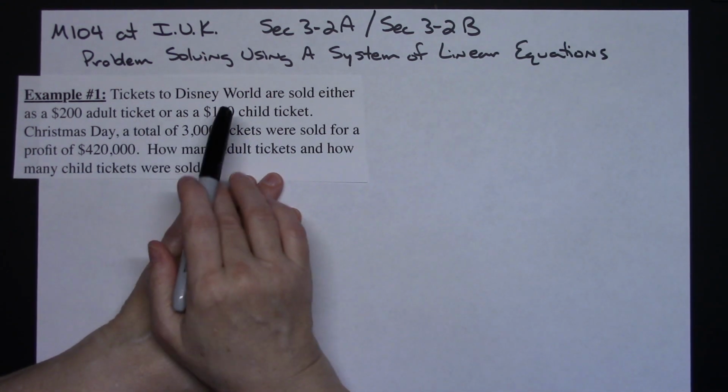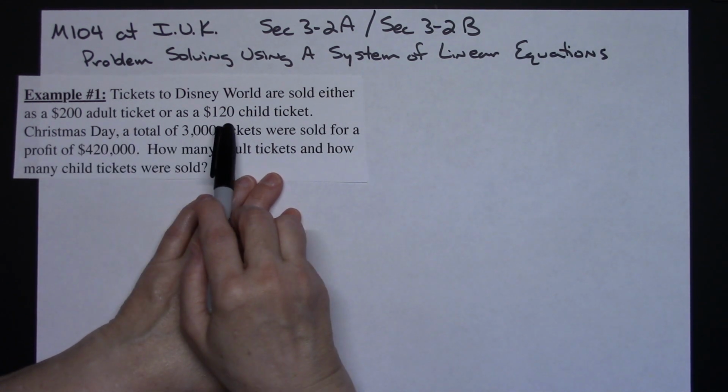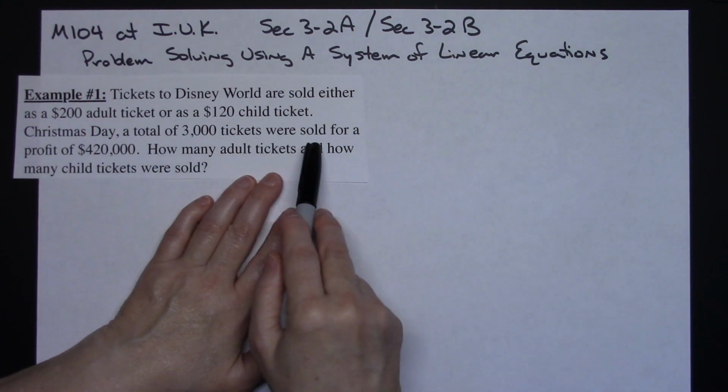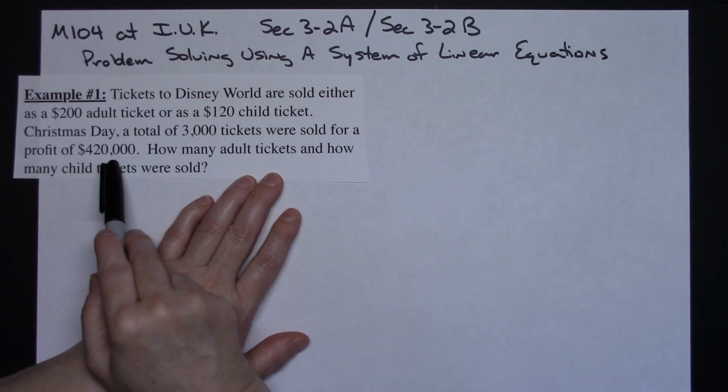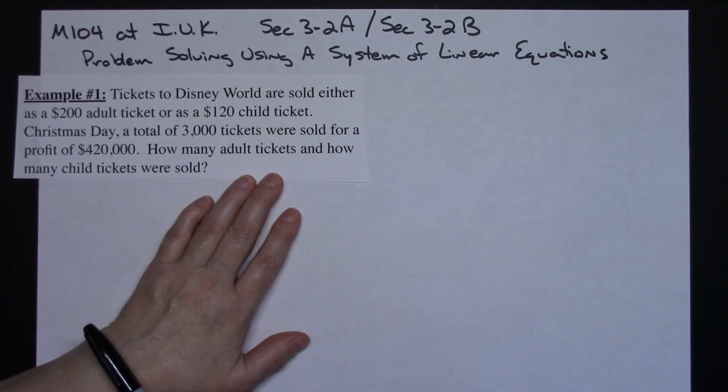equations. It says tickets to Disney World are sold either as a $200 adult ticket or a $120 child ticket. Christmas Day, a total of 3,000 tickets were sold for a profit of $420,000. How many adult tickets and how many children tickets were sold?